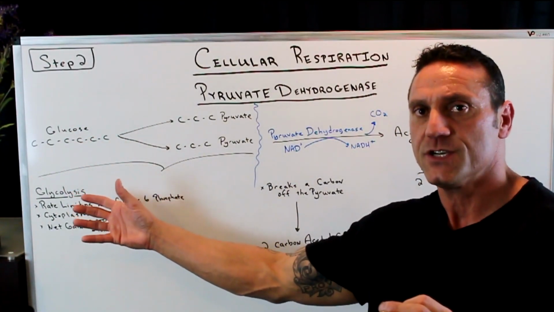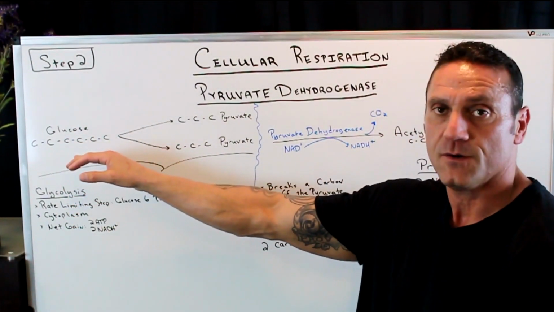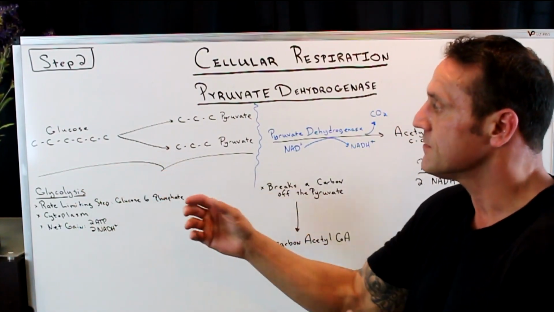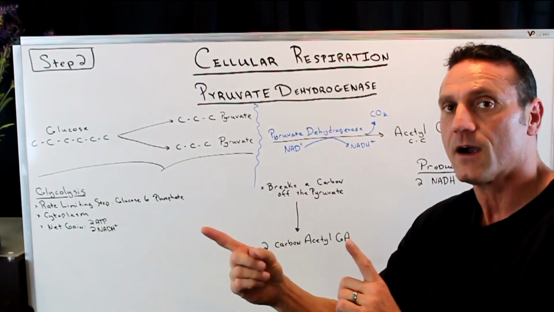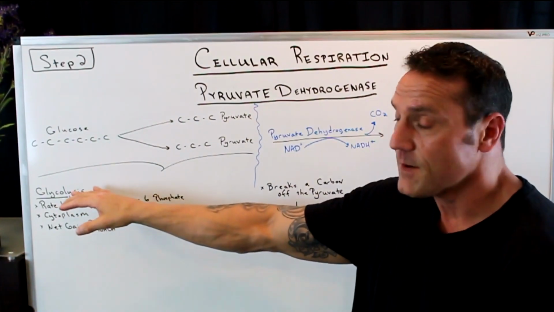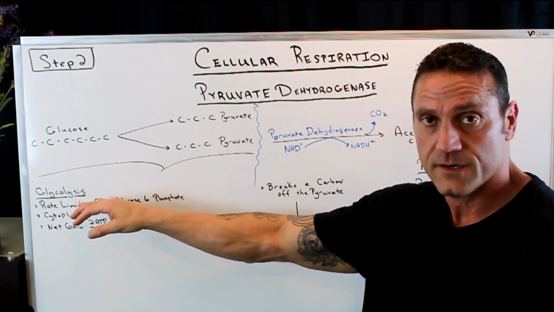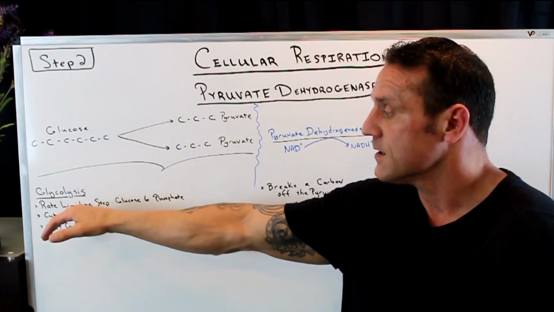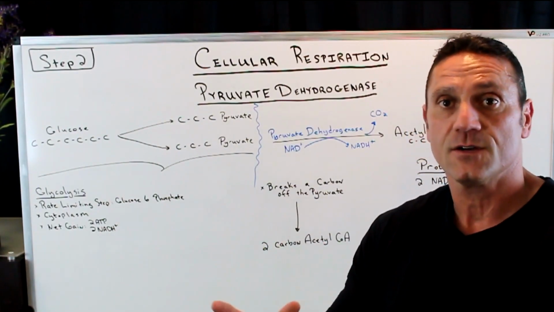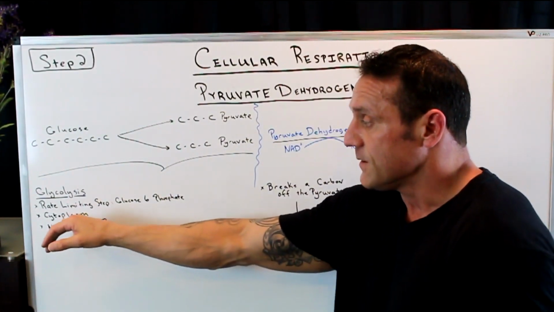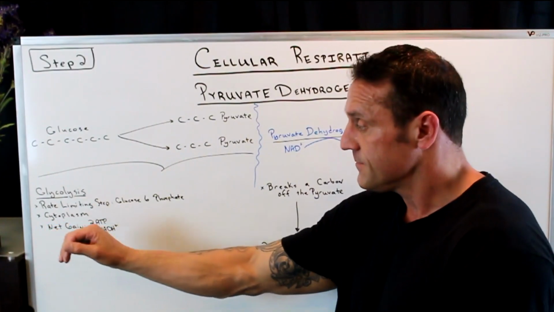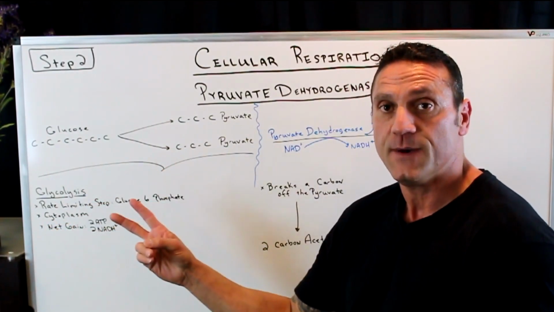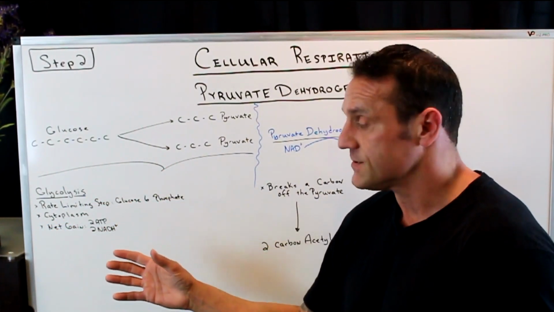You're taking the split of glucose, a 6-carbon glucose, and the end result is two 3-carbon pyruvates. So remember, with glycolysis, an important note is the rate limiting step is glucose 6-phosphate. Where does it occur? It occurs in the cytoplasm. And the net gain is 2 ATPs and 2 NADHs.